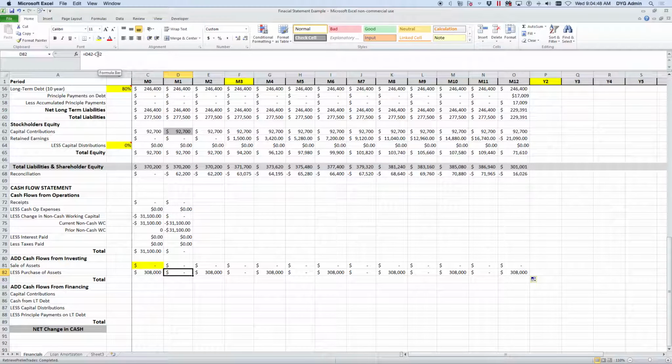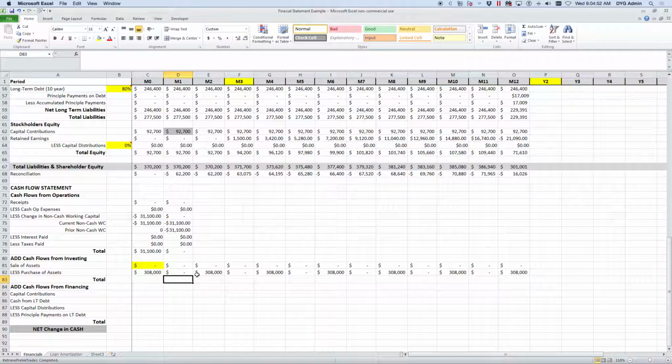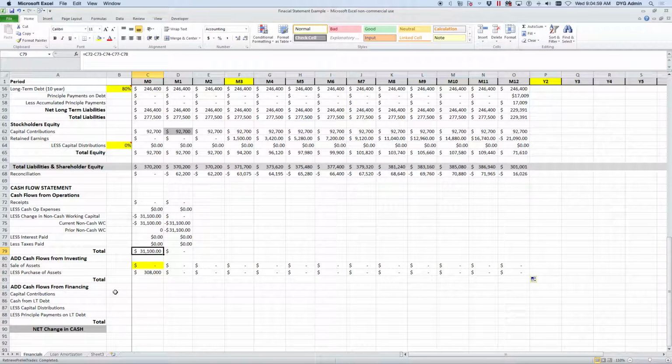Because it shouldn't be working off of that. It should be working off of 42. I do this all the time. I apologize. Okay, so that's the change in that you're really interested in. And we don't include any of the other assets in there, the short-term assets, because they're picked up under the working capital. So it equals this minus this.